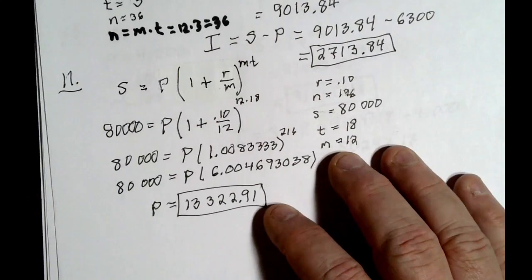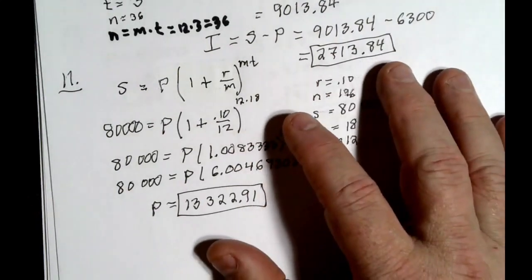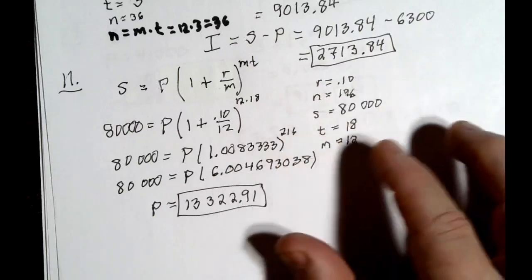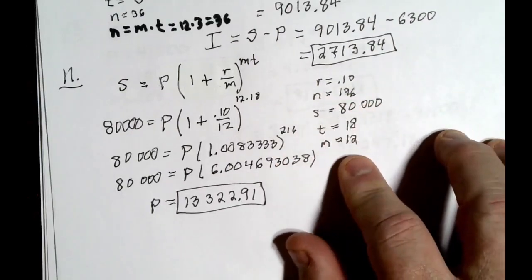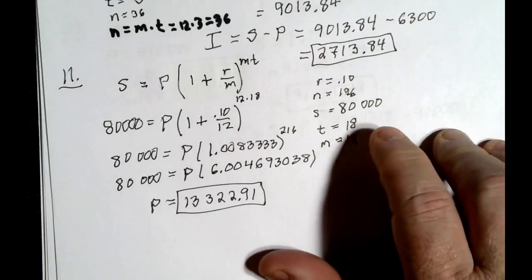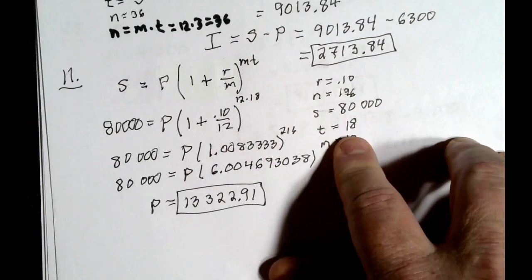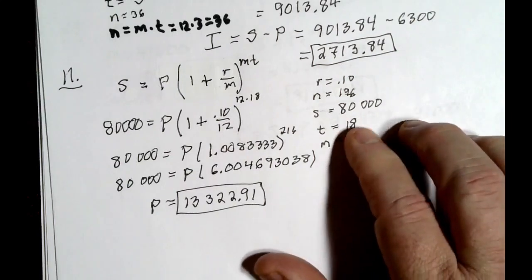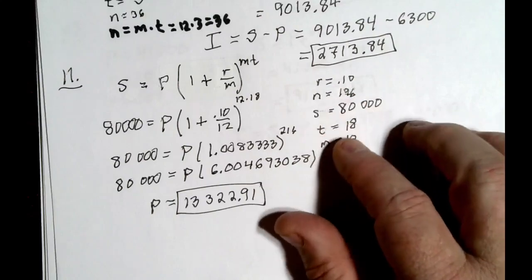Alright, so number 11 says, what lump sum do parents need to deposit into an account earning 10% compounded monthly? M is 12. So it'll grow to 80,000, so S is 80,000, in 18 years, so T is 18. Remember, N is simply M times T. 12 times 18 is 216.